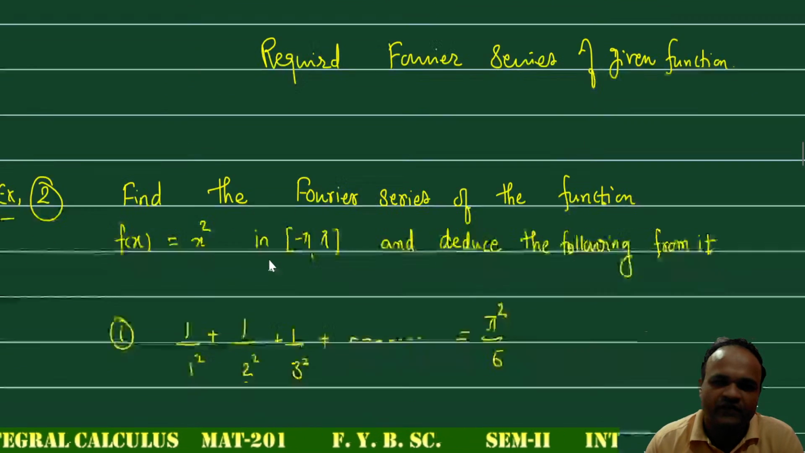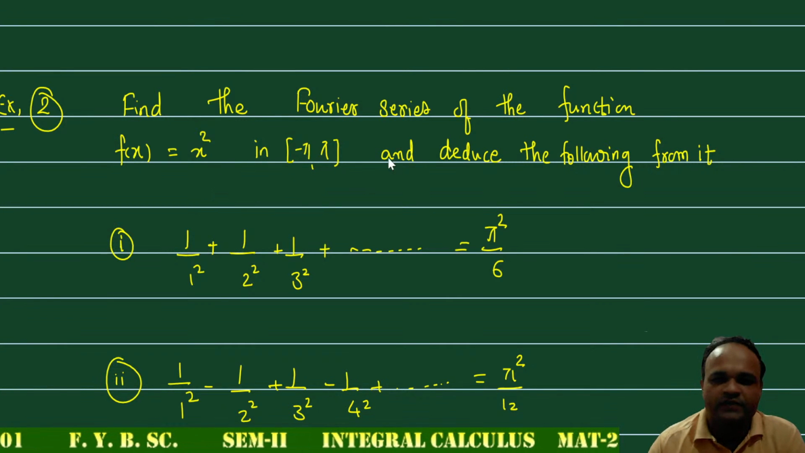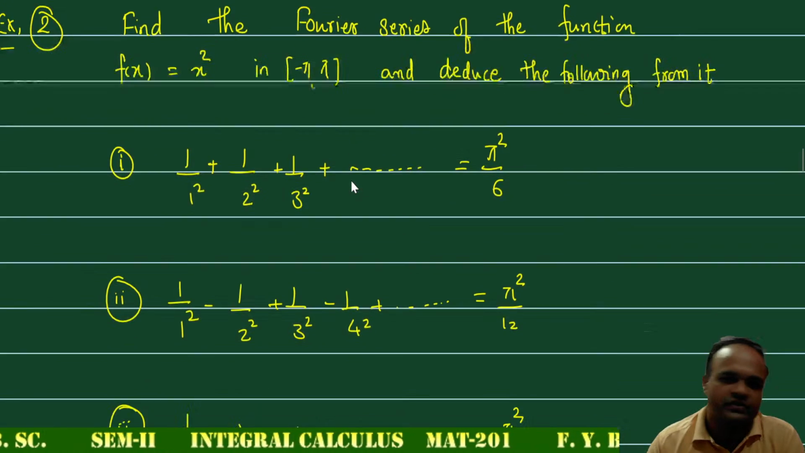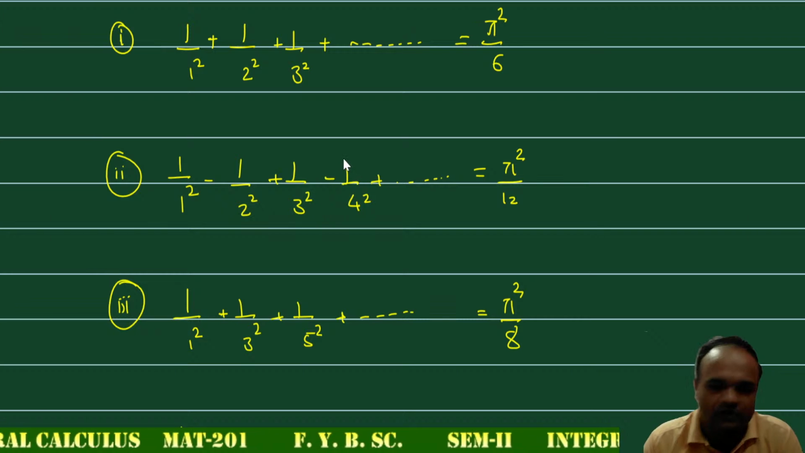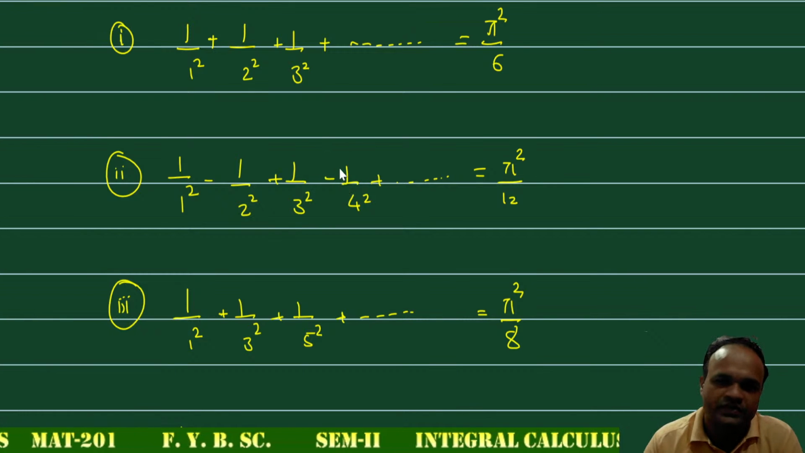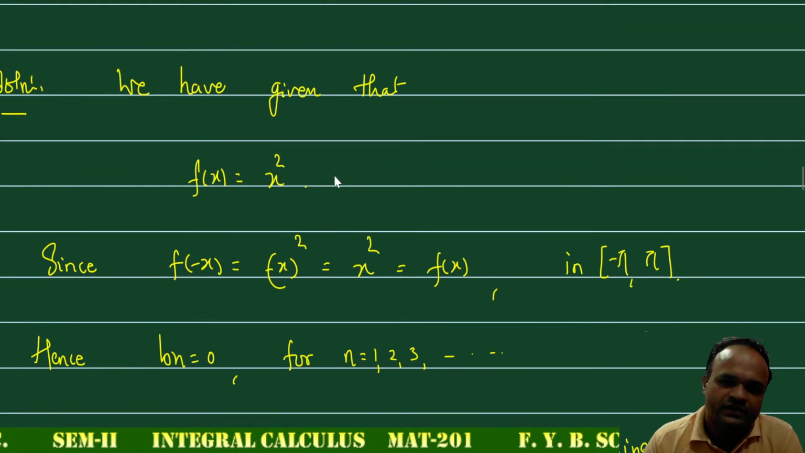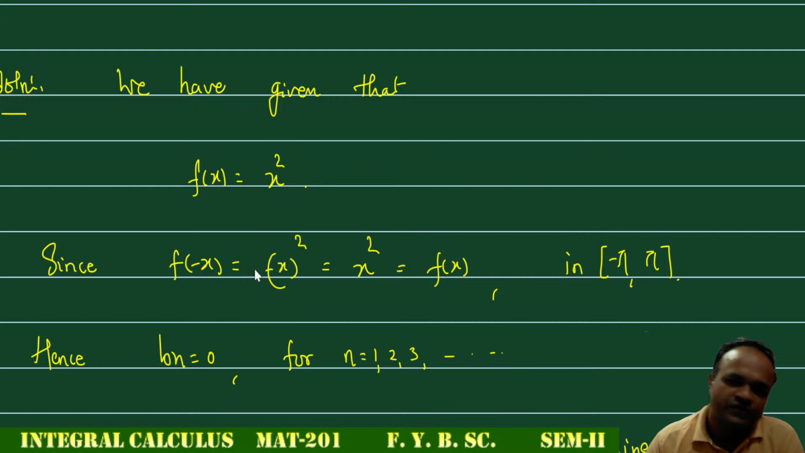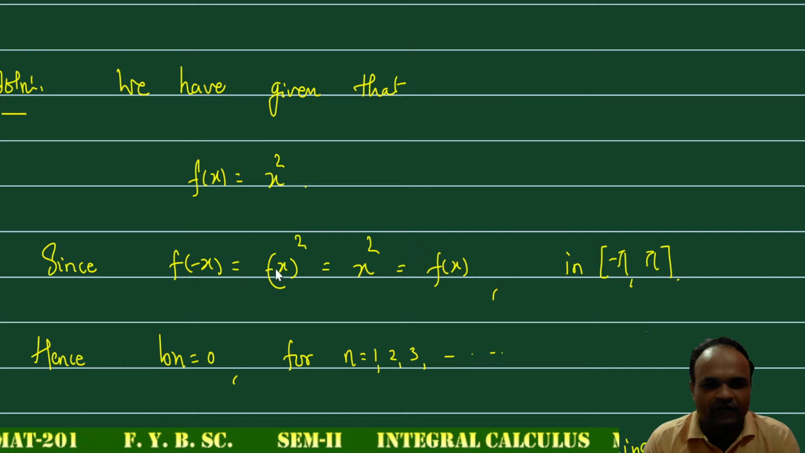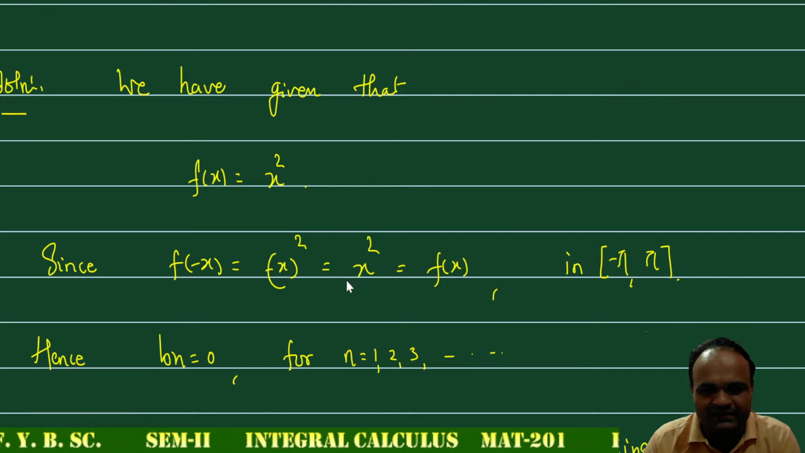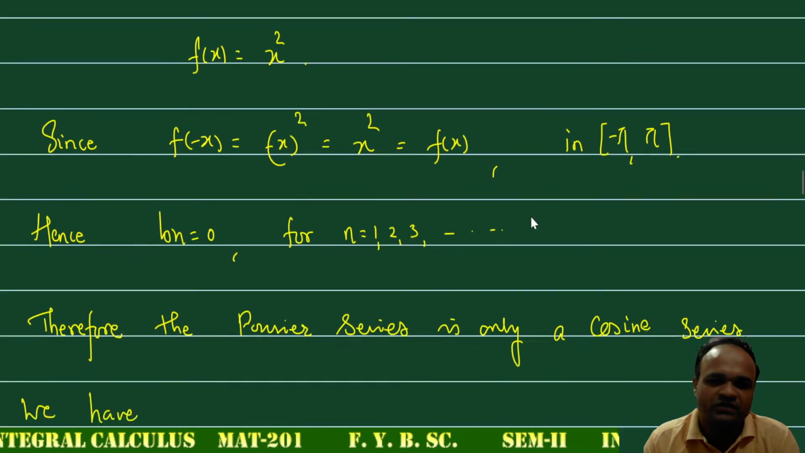Second example, find the Fourier series of the function f(x) = x square in the interval minus pi to pi, and deduce the following from it. So you have to deduce these three identities from the Fourier series of the function f(x) = x square. So first you will find the Fourier series of f(x) = x square. It is clear that the function f(x) = x square satisfies this identity, that is f(-x) is minus x square, which is x square, and that is nothing but f(x). So f(-x) = f(x), and therefore this function will be an even function.